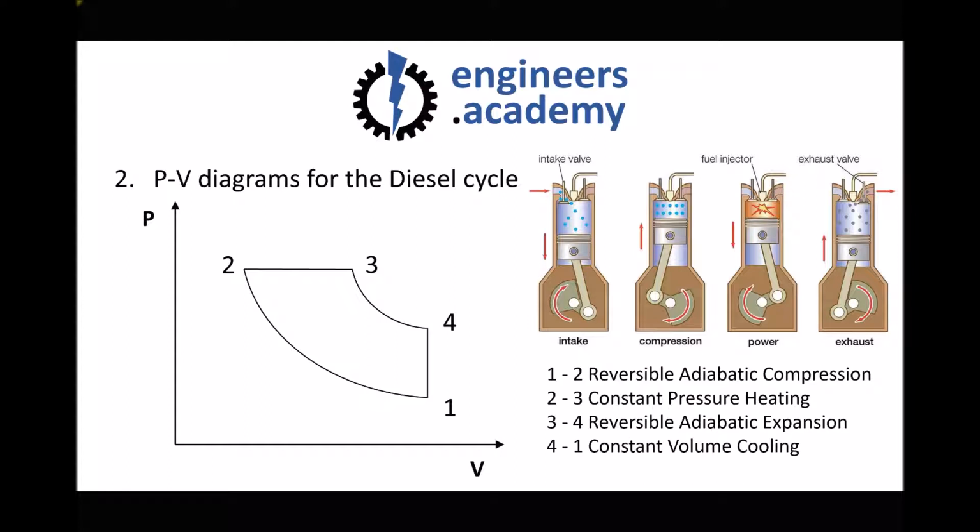Now finally, we have constant volume cooling. And the way that this is represented is that all of the combusted air-fuel mixture is removed from the cylinder and it's replaced with pure air before the next stage of compression can take place. So really 4 to 1 is a combination of the exhaust and the intake phases, as we then return to reversible adiabatic compression to move from 1 to 2.